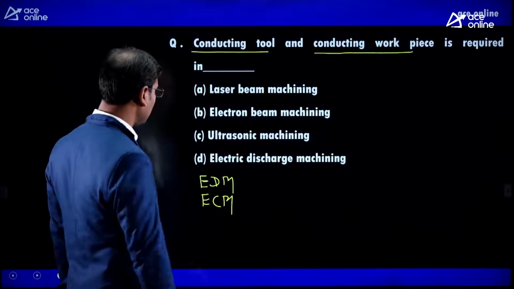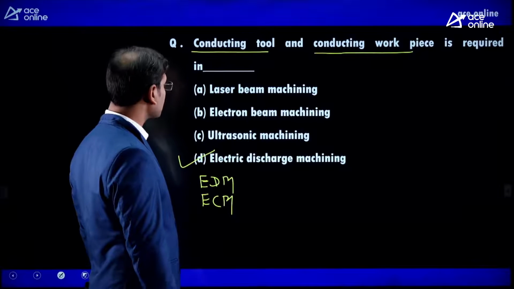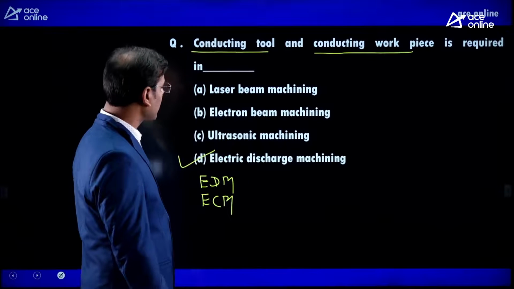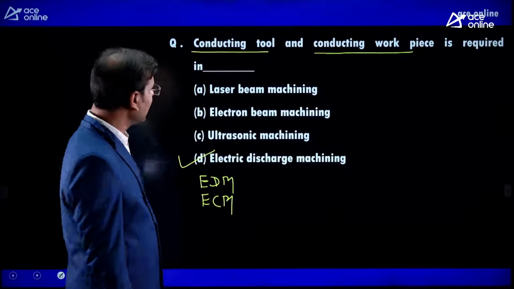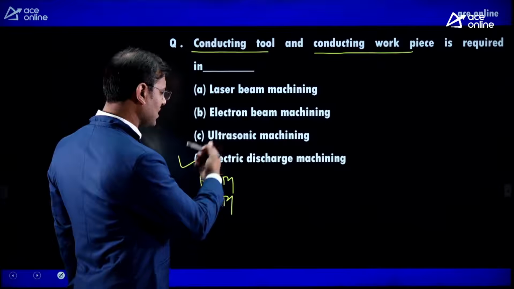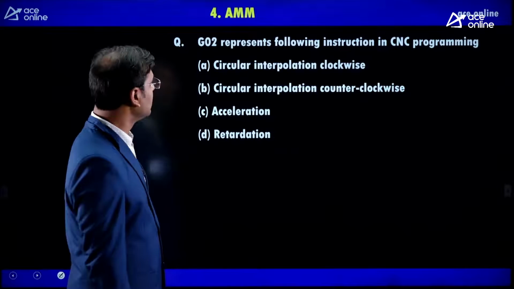Out of that you can see here option D, electric discharge machining. Here the conducting tool and conducting workpiece is required. Next is laser beam machining. In laser beam machining it is not required. Electron beam machining, ultrasonic machining, it is not required. Correct option is option D.